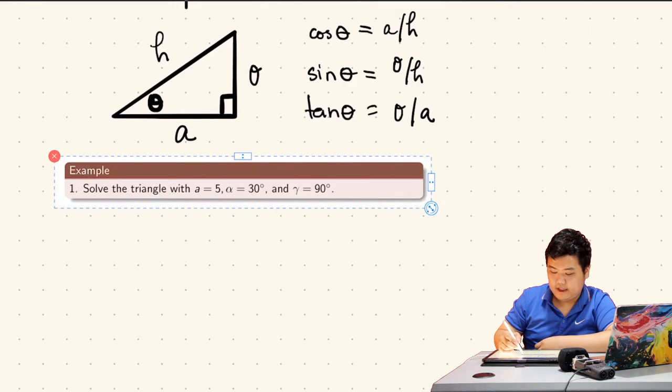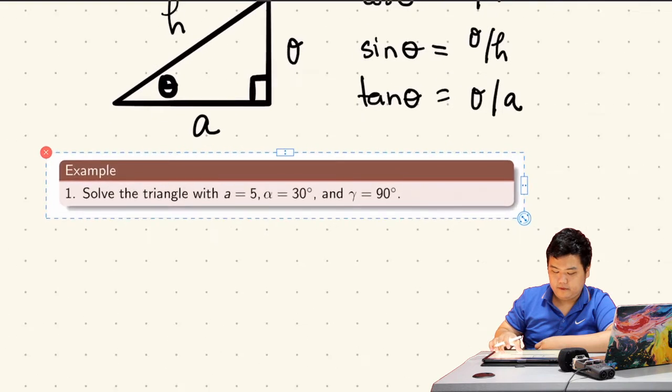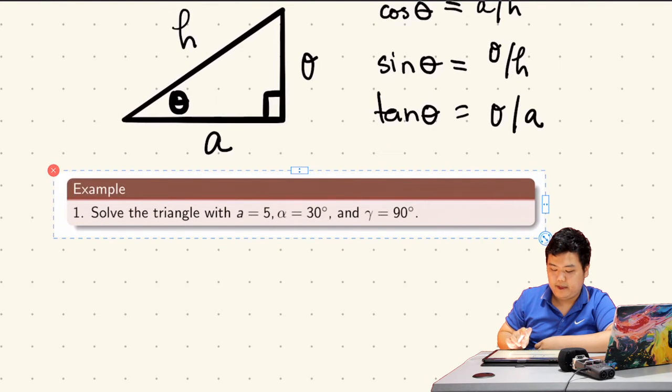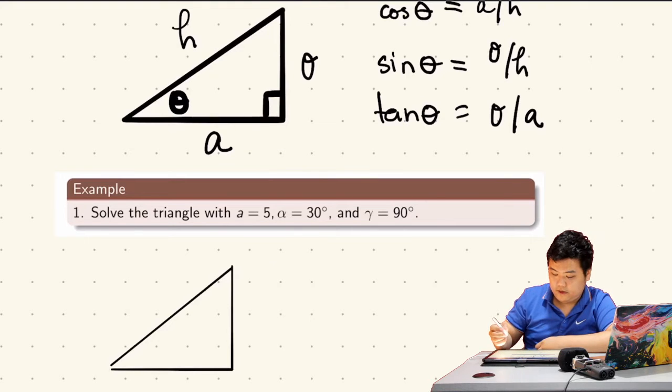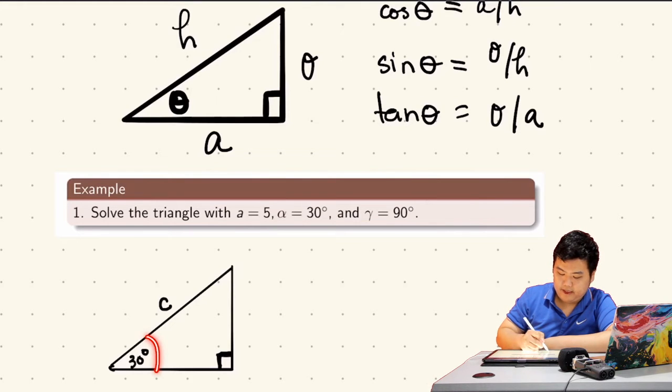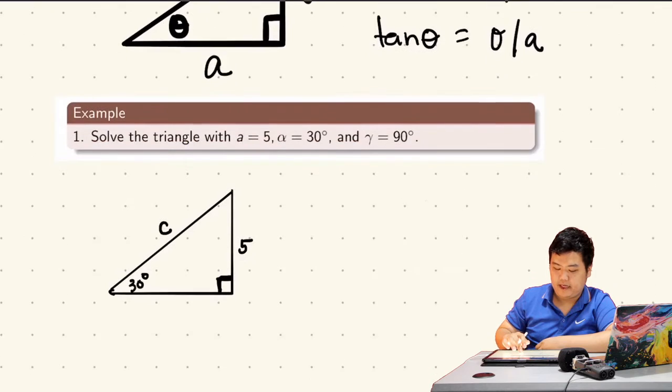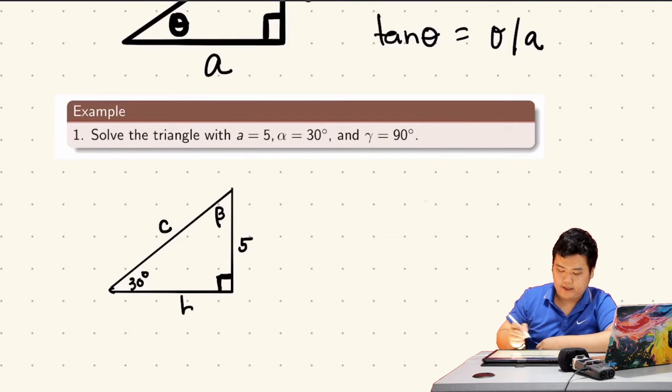Okay, so let us solve this triangle. A is 5, alpha is 30, gamma is 90. So drawing natin. So, ang gamma is 90. So, this is 90 degrees, right angle. So, that is gamma. Opposite ni gamma is C. Alpha is 30 degrees. Let's say this is alpha. And yung katapat niya, that is A, which is 5. Okay. So, isa-solve natin yung mga nawawala. So, this is beta. This is B.